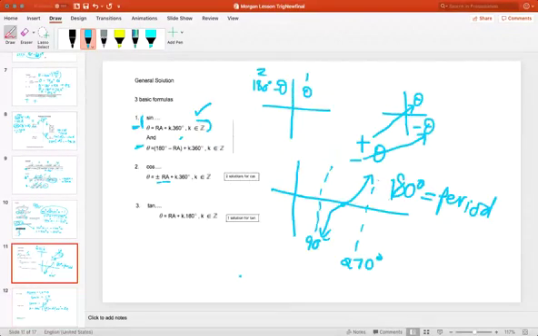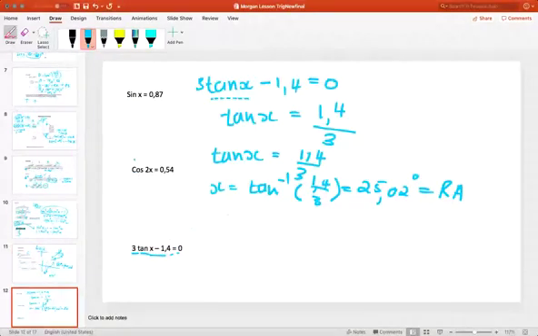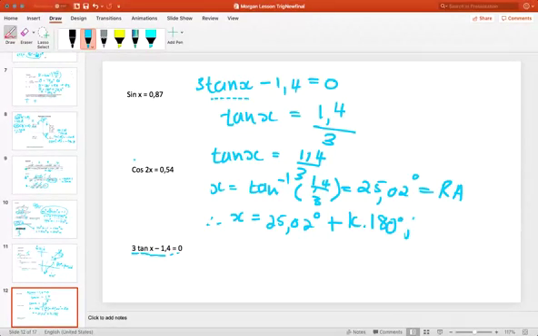Now if we go back to our reduction formulae, to find our general solution for tan, we say it's the reference angle plus k times 180 degrees. So let's go back. Therefore, x is equal to our reference angle, which is 25.02 degrees, plus k times, remember, 180 for tan, and k is an element of the integers. And then we would be done. Remember, an arrow underneath an answer means that you are finished with that answer.